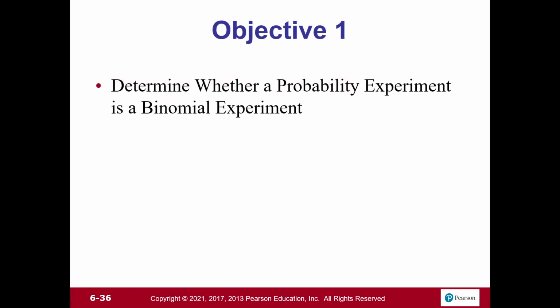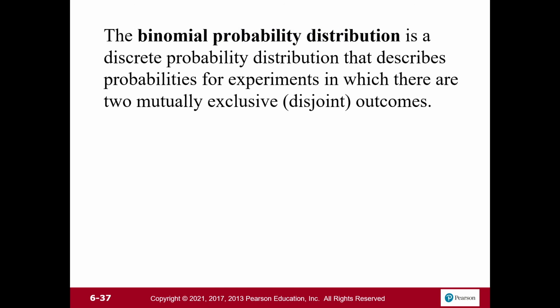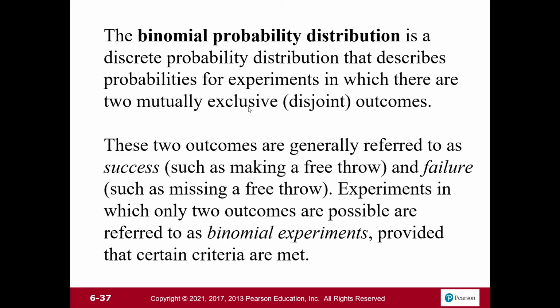So let's take a look at the very first one here. It says a binomial probability distribution is a discrete probability distribution that describes probabilities for experiments in which there are 2 mutually exclusive outcomes. These 2 outcomes are generally referred to as a success and failure, such as making a free throw or missing a free throw. Experiments in which only 2 outcomes are possible are referred to as binomial experiments, provided that certain criteria are met.